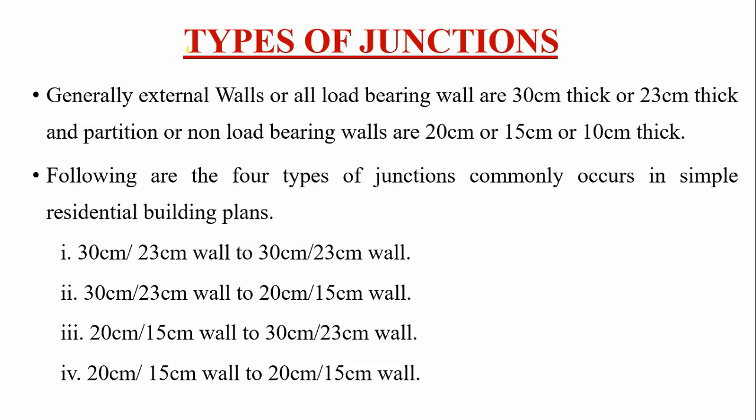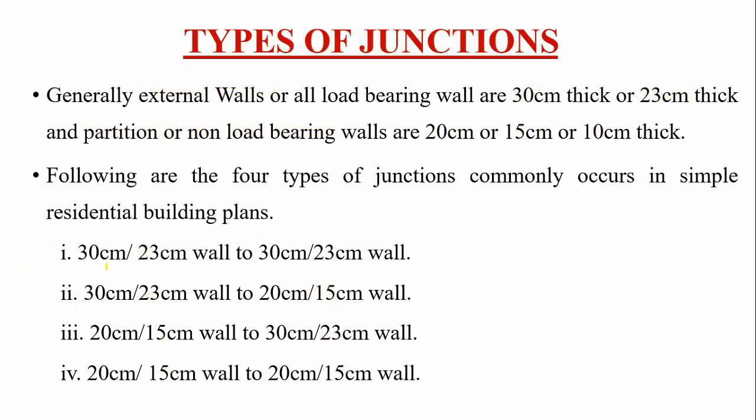Next we will see different types of junctions. Generally, the external walls are of thickness like 30 centimeter or 23 centimeters, and partition walls or load bearing walls are of 20 or 15 centimeter or 10 centimeter thick. So commonly we will come across these types of junctions, that is 230 by 230 junction, or 230 by 15 centimeter, or 15 by 230, or 15 by 15, right?